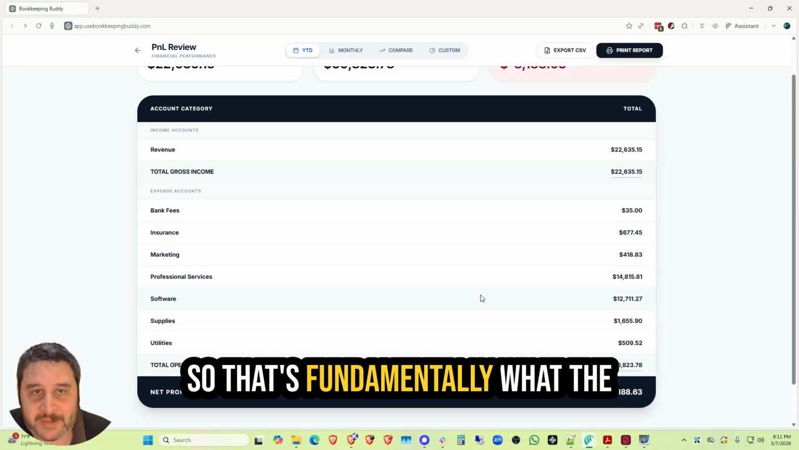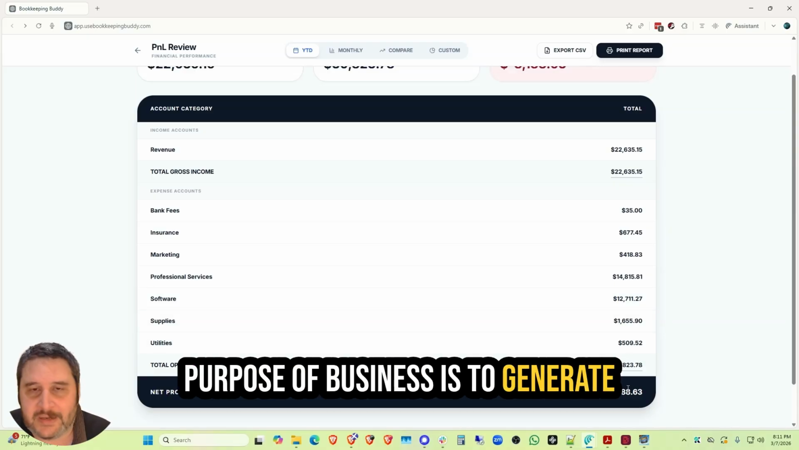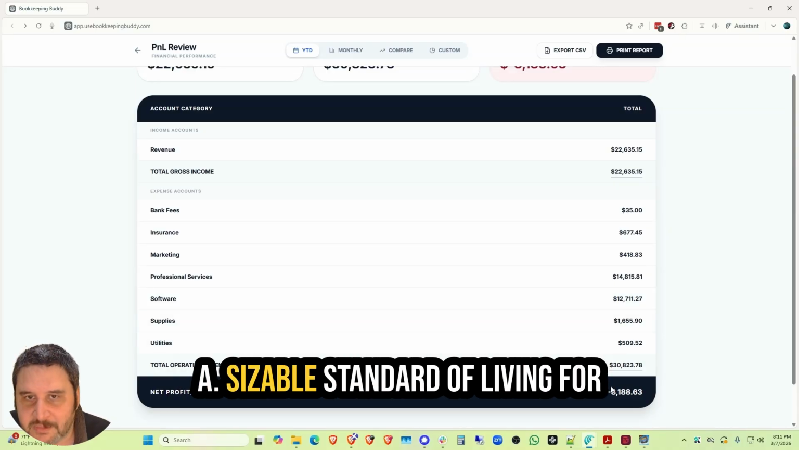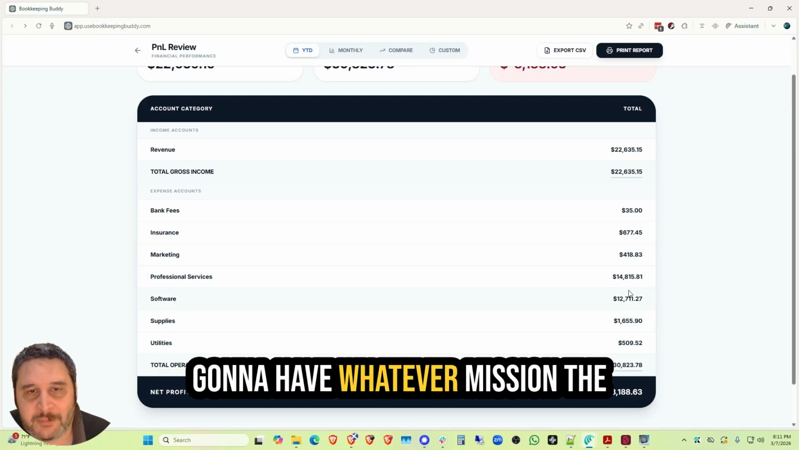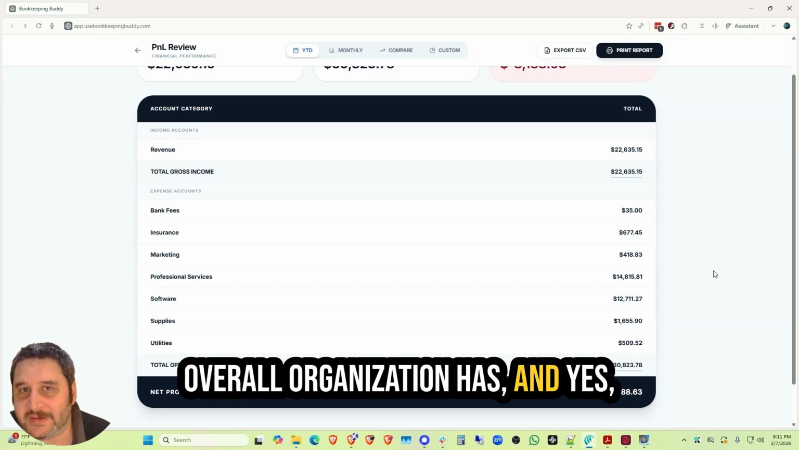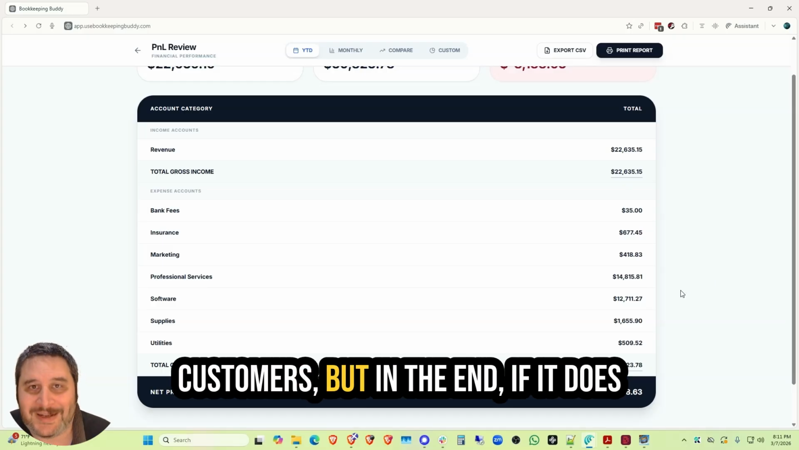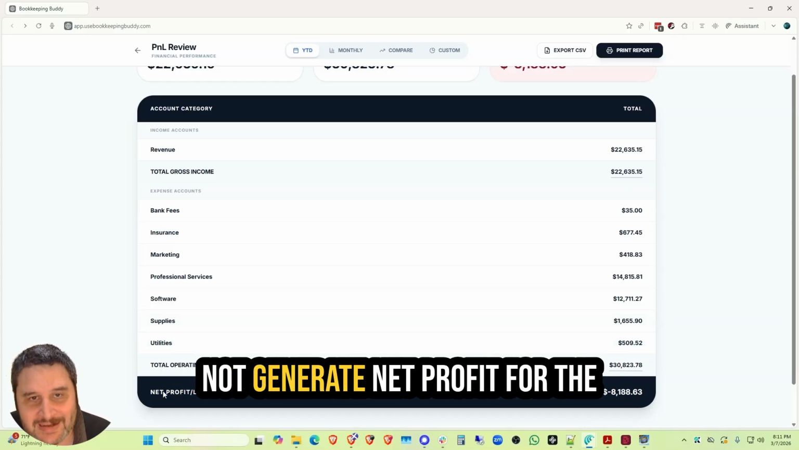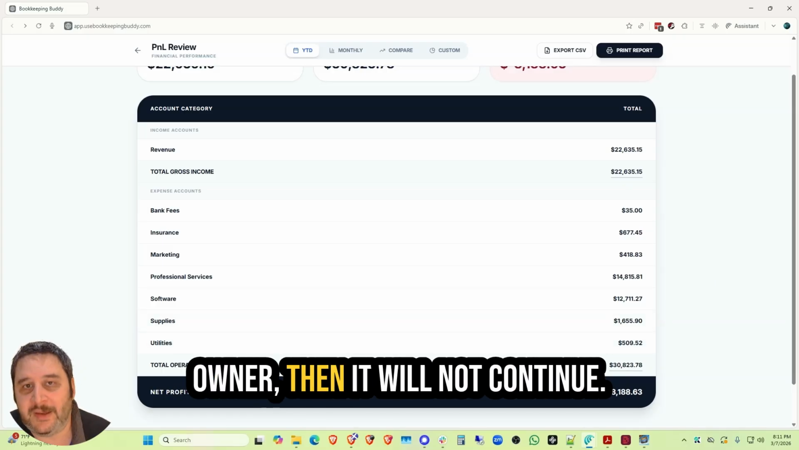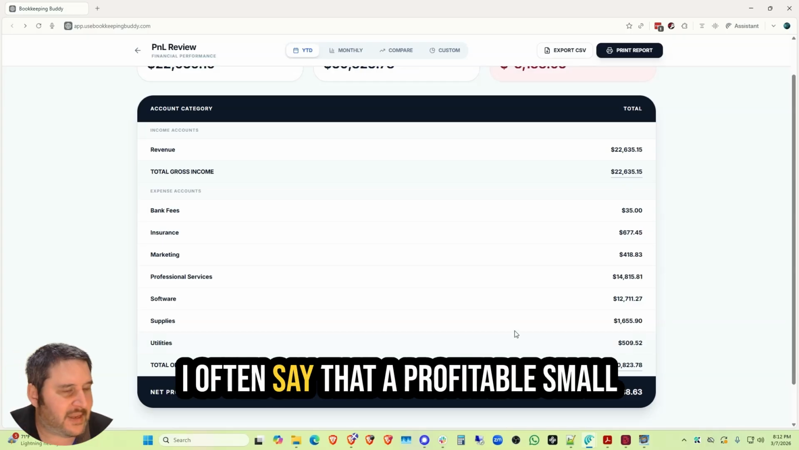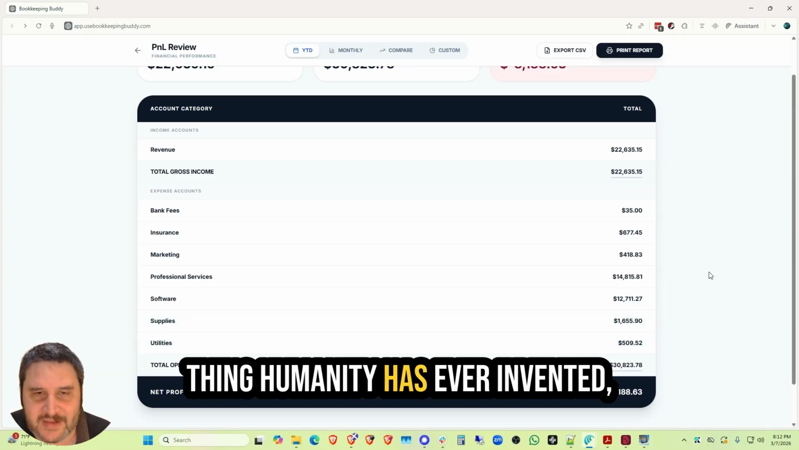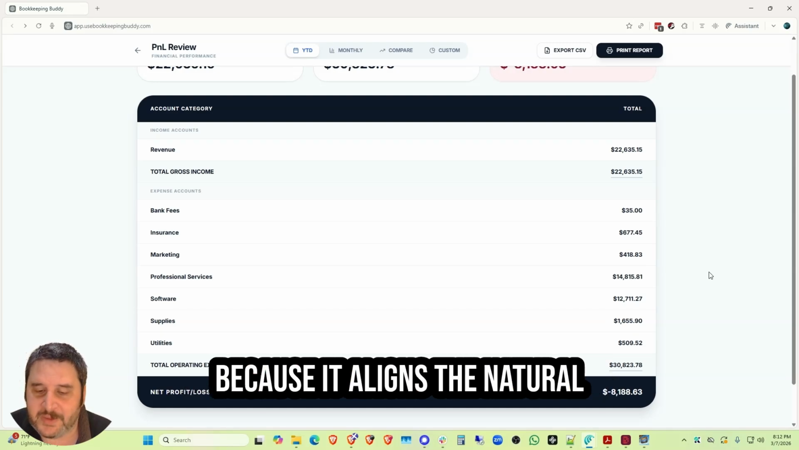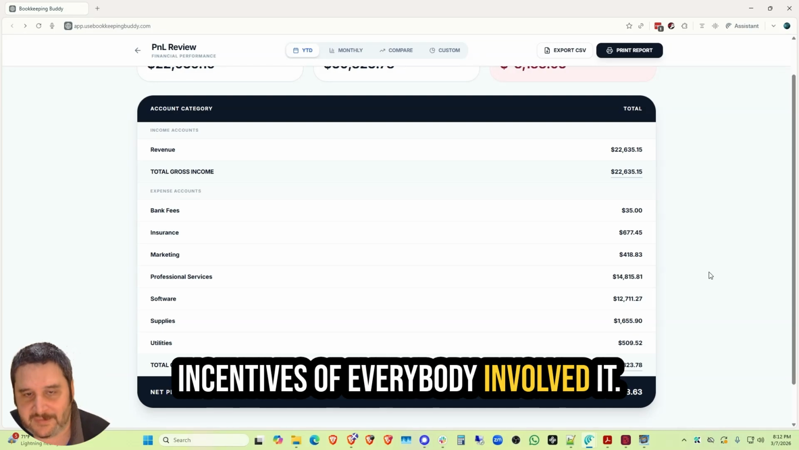So that's fundamentally what the purpose of business is, to generate a sizable standard of living for the owner, really. Yes, you're going to have whatever mission the overall organization has, and yes, you want to serve your clients and customers. But in the end, if it does not generate net profit for the owner, then it will not continue. I often say that a profitable small business is the only sustainable thing humanity's ever invented. And the reason for that is because it aligns the natural incentives of everybody involved.